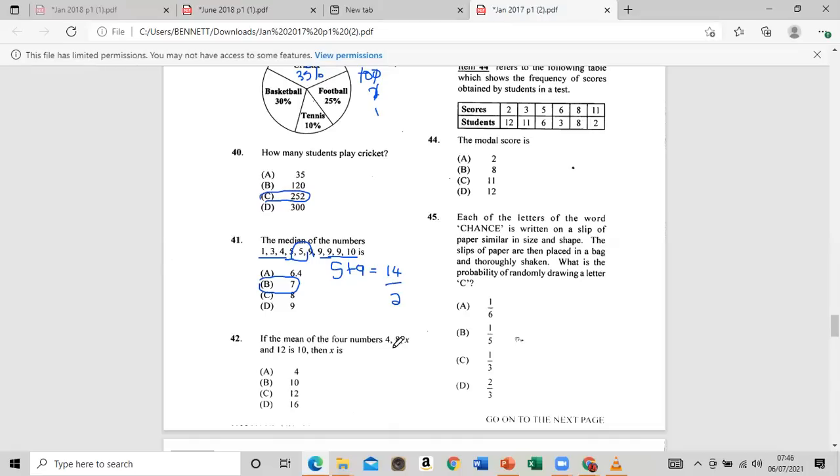If the mean of 4 numbers, 4, 8, x, and 12 is 10, then x is... And look at the angle here, guys. The mean must equal 10, right? And 4 numbers you add up. So 10 times 4 gives you 40. So I'm going to see how much I've added. 4 and 8 are 12 plus 12, that's 24. It's 24. So how much more do we need to make 40? Just look at it from the angle. That's 16.